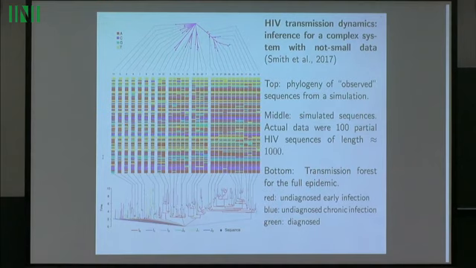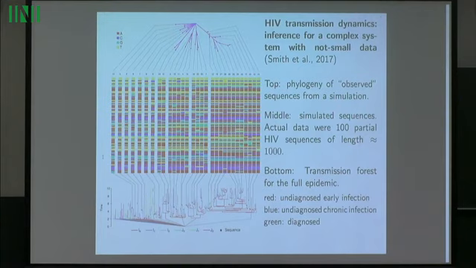But I want to emphasize the complexity of the kind of models we're trying to deal with. So maybe we have HIV sequences from 100 infected individuals, but we're interested in the dynamics going on in the whole population that gave rise to those sequences. So it's kind of small.